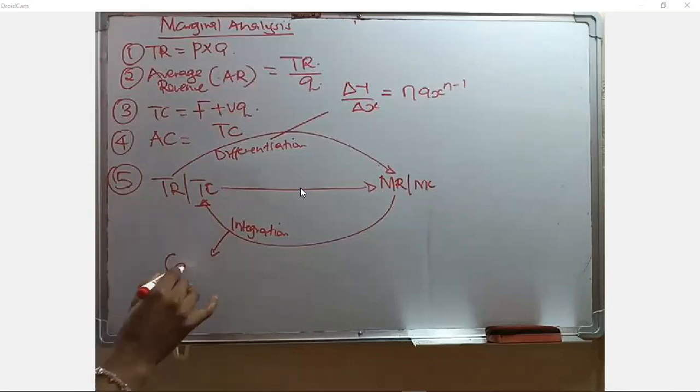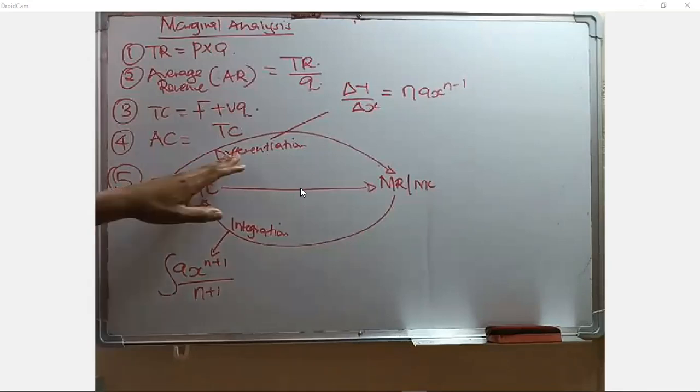We say ax to the n plus 1 divided by n plus 1. Can you see this? This is the formula for integration. So it means we are going to be using some equations which have already been differentiated, then we reverse them to the original equations.